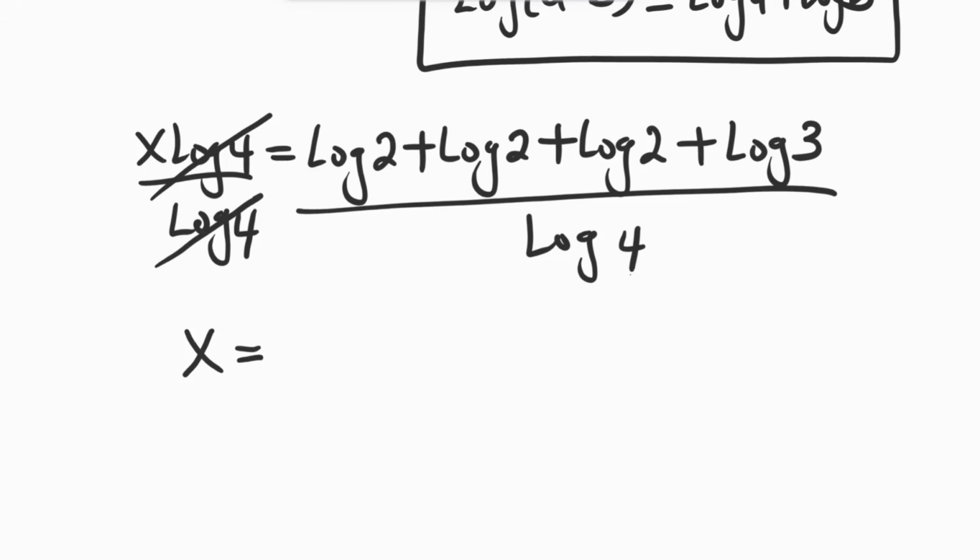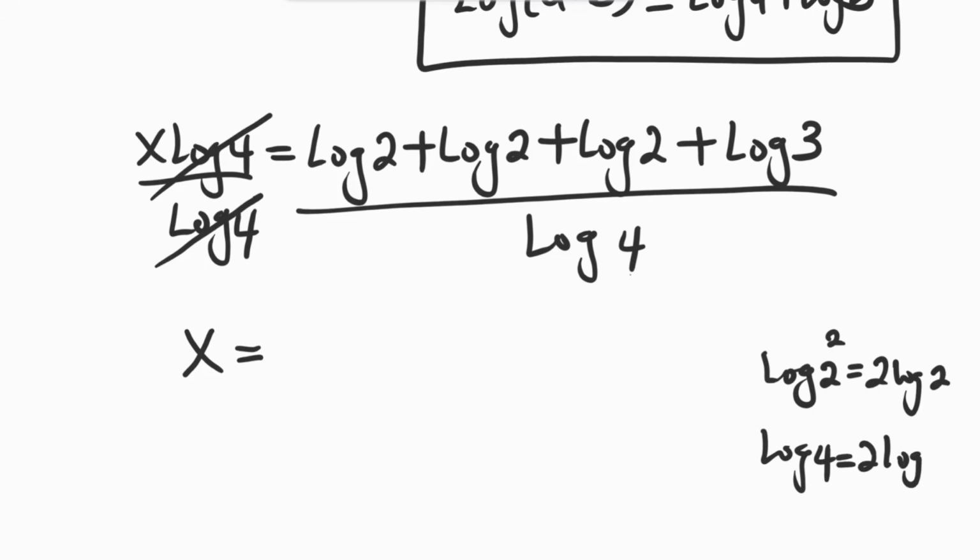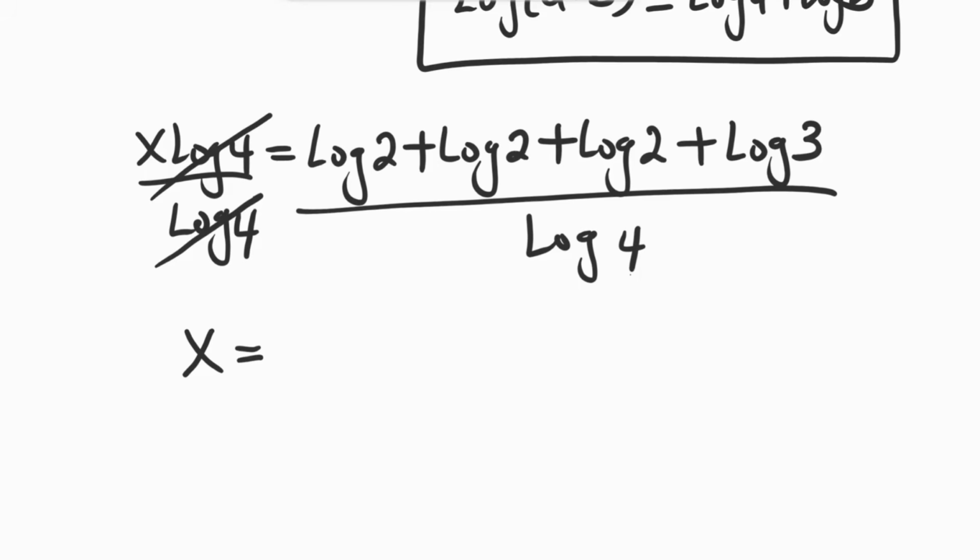4 is the same thing as 2 squared, so instead of writing log of 4, we're going to write log of 2 raised to the power 2. And from our log rule from earlier, log 2 raised to the power 2 is the same thing as 2 log 2. Okay, so now log 4 is going to be equal to 2 log 2. Okay, so let's just bear that at the back of our minds.